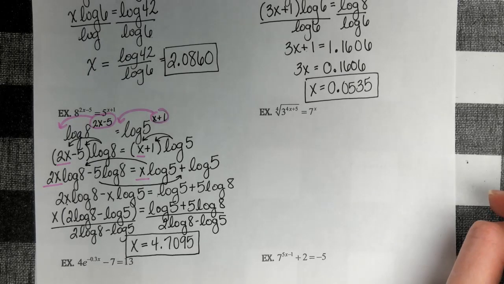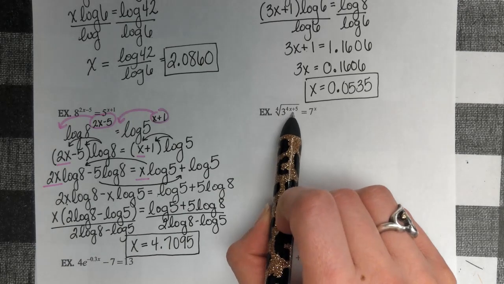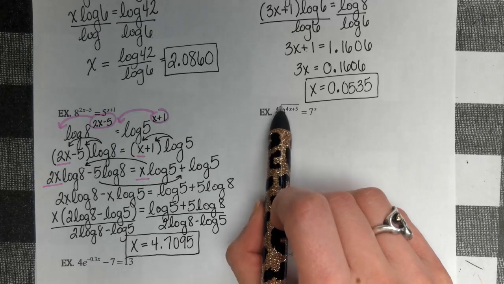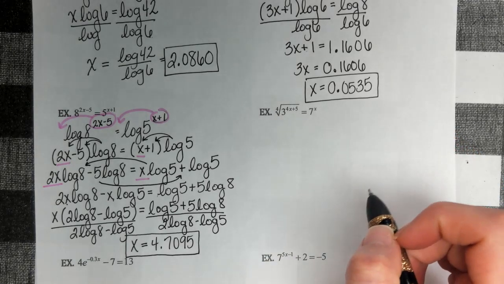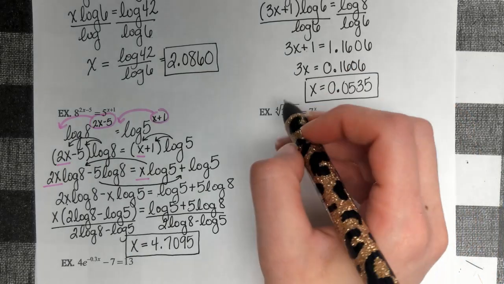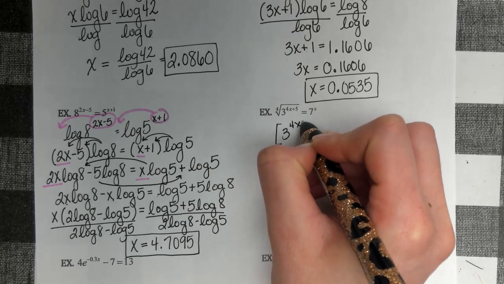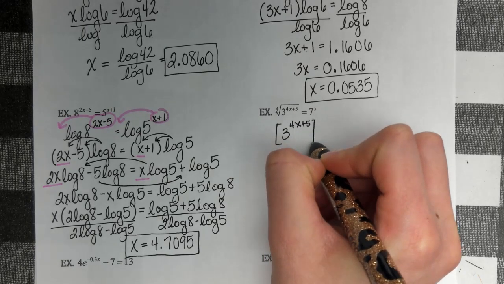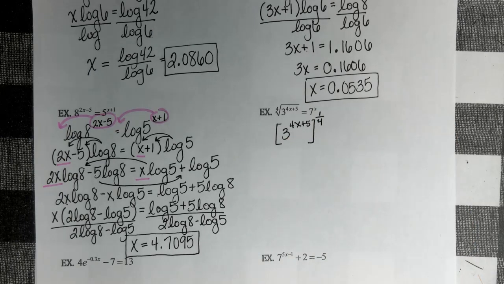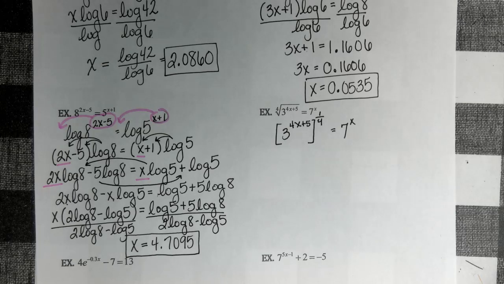Okay. So then this next one, I have the fourth root of 3 to the 4x plus 5 equals 7 to the x power. What does the fourth root really tell me I'm doing? If I wanted to rewrite that, I could take 3 to the 4x plus 5 power raised to what power? 1/4, right? Equals 7 to the x.